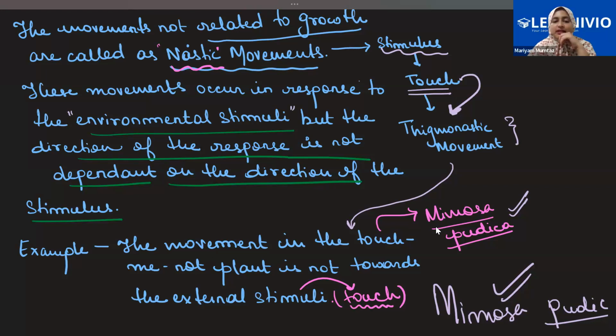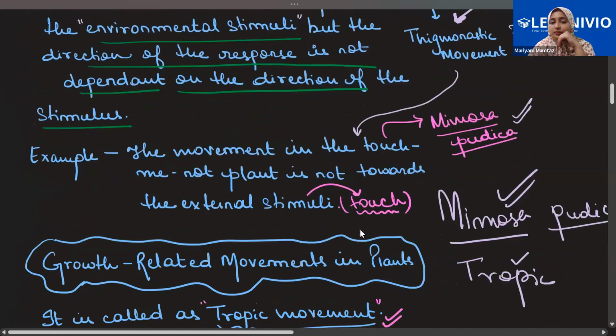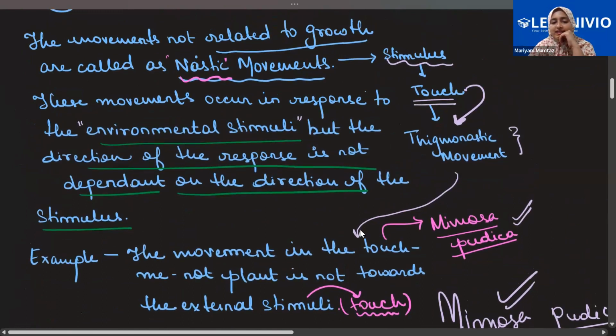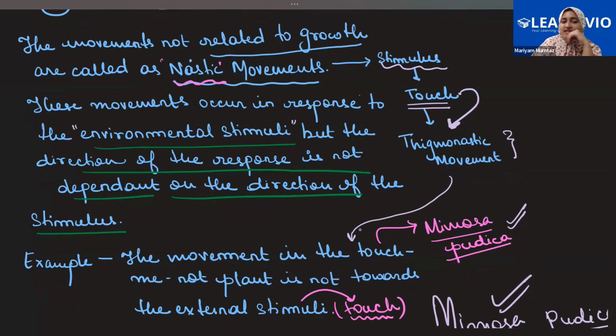All right. So coming back to it. Here the stimulus that was provided to the plant was a touch, and touch is known as thigmo, right? So here, since it is a nastic movement, we'll call it thigmonastic movement, and it is shown by Mimosa pudica, that is the touch me not plant. So if we read out loud, these movements occur in response to the environmental stimuli, but the direction of the response is not dependent on the direction of the stimulus.